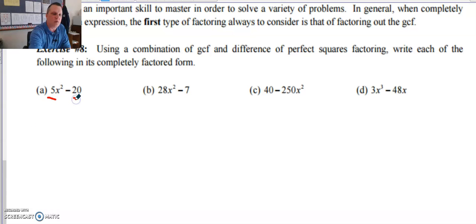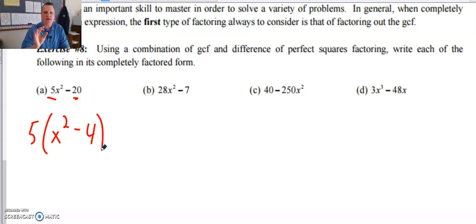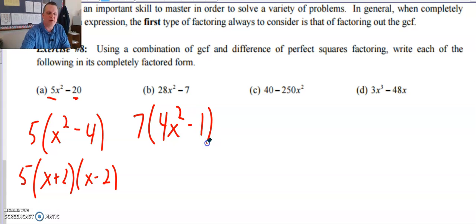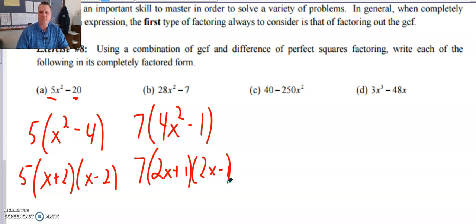So 5 and 20. Take out a 5, I have an x squared minus 4. Now you have to be able to recognize that that's a difference of 2 squares. 5x plus 2, x minus 2. Okay? The next one I could take out a 7. 4x squared minus 1. Don't lose that minus 1. So then it's 7, 2x plus 1, 2x minus 1. Okay, and that's factored completely.